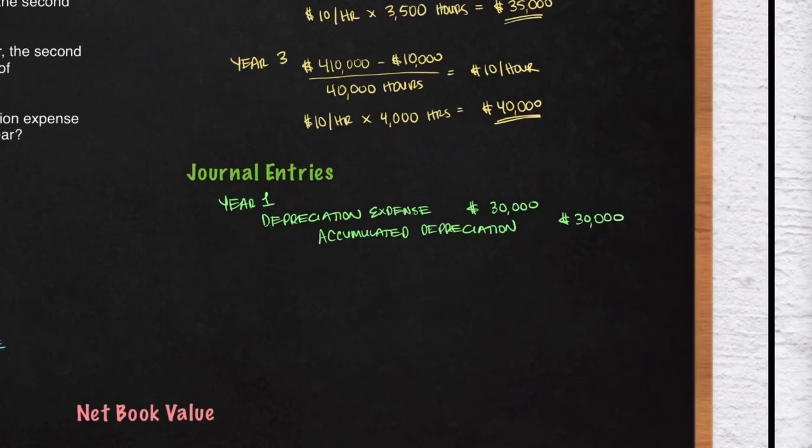And you're going to do the exact same debits and credits at the end of year two and year three. For year two, it's $35,000, and for year three, it's $40,000. I'll quickly do the journal entries for year two and year three so we can get to the net book value.